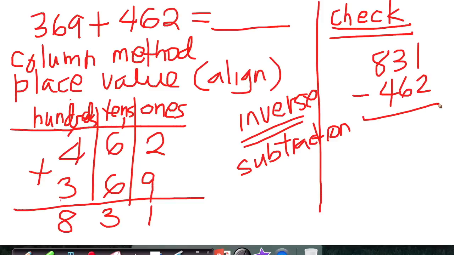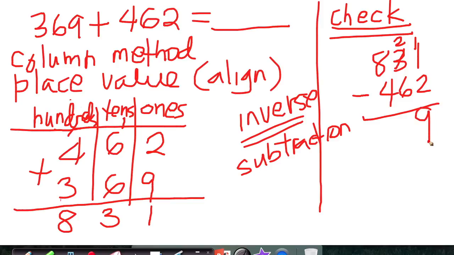Let's see. 1 minus 2, you can't take away 2 from 1, so 1 will have to borrow from 3, so 3 becomes 2, and 1 becomes 11. Now you can take away 2 from 11. 11 take away 2 is equal to 9.